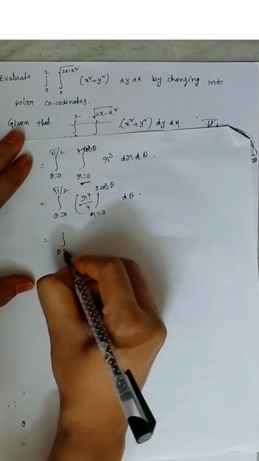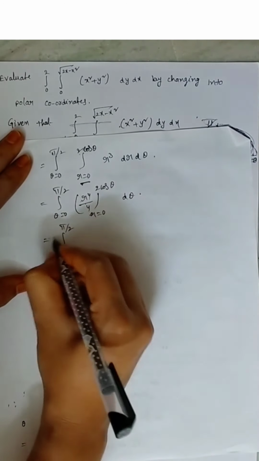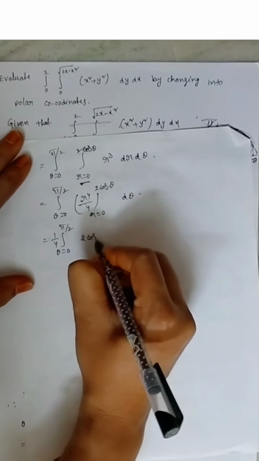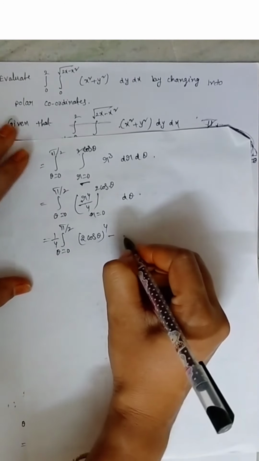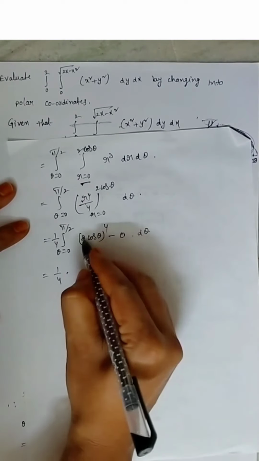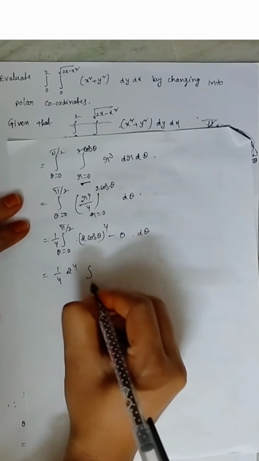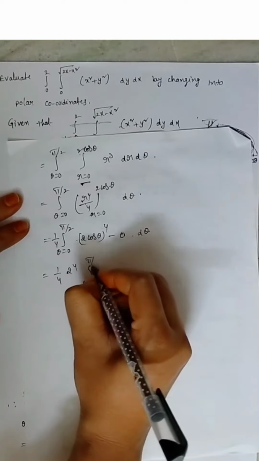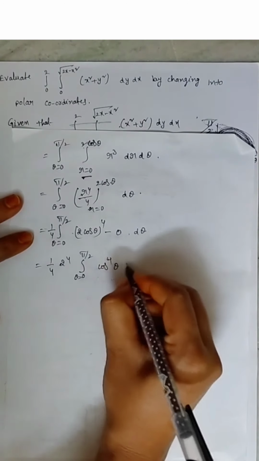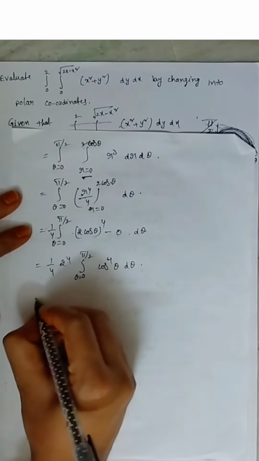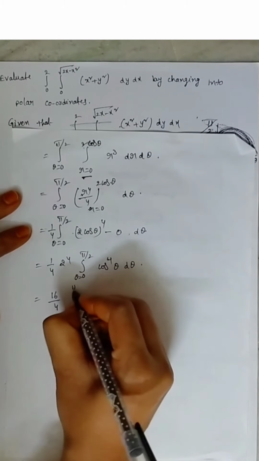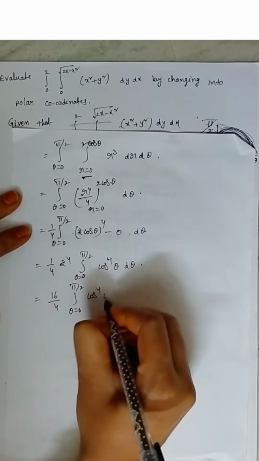So integral theta equals 0 to pi by 2, 1 by 4 is constant, take outside, substitute upper limit (2 cos theta) whole to the power of 4 minus 0 to the power of 4 means 0, d theta. So 1 by 4 into, take 2 outside, 2 to the power of 4, integral theta equals 0 to pi by 2 cos theta whole to the power of 4 means cos to the power of 4 theta d theta. Now 2 to the power of 4 means 16 by 4, integral theta equals 0 to pi by 2 cos to the power of 4 theta d theta.